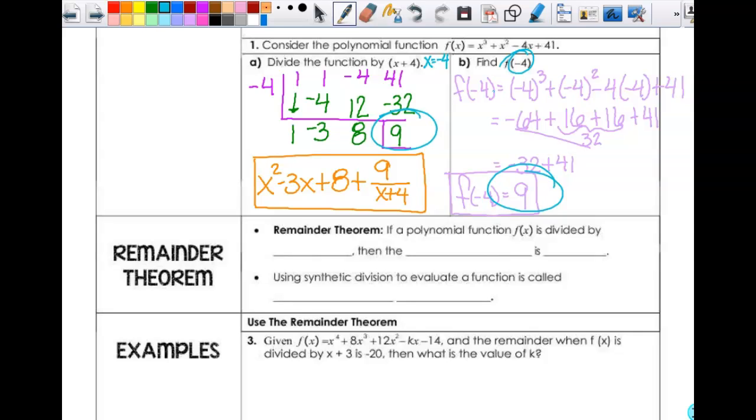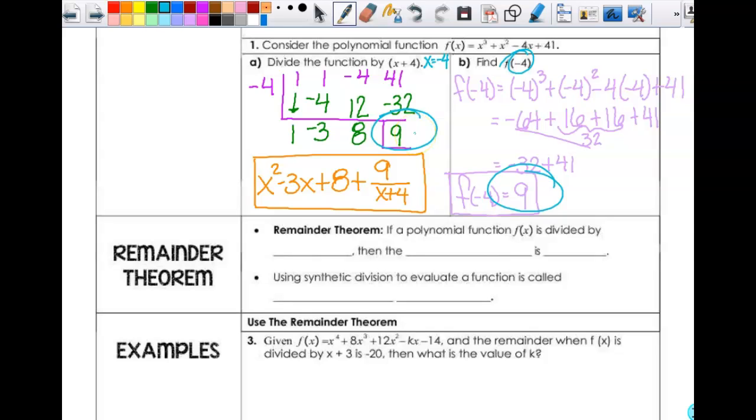If I wanted f of 6 or 8, then this is going to get a lot more complicated, right? Just because we have to cube things. But this is going to stay pretty much the same. And this one was a lot easier to do, right? So if you want to evaluate a function at a specific number, you can just do synthetic division with that number, and whatever the remainder is your answer. It'll work every single time, okay?